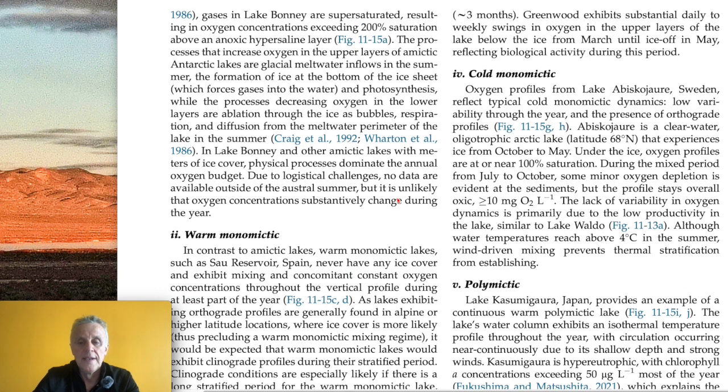Cold monomictic. Oxygen profiles from Lake Abiskojaure in Sweden reflect typical cold monomictic dynamics: low variability throughout the year and the presence of orthograde profiles. Abiskojaure is a clear water oligotrophic Arctic lake at a latitude of 68 degrees north, so that means that lake is north of the Arctic Circle, and it experiences ice from October to May. Under the ice, oxygen profiles are at or near 100% saturation. During the mixed period from July to October, some minor oxygen depletion is evident at the sediment, but the profile stays overall oxic, greater than 10 milligrams of oxygen per liter.